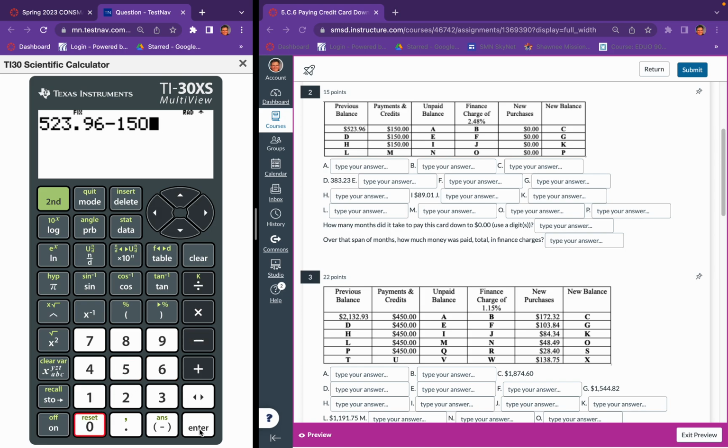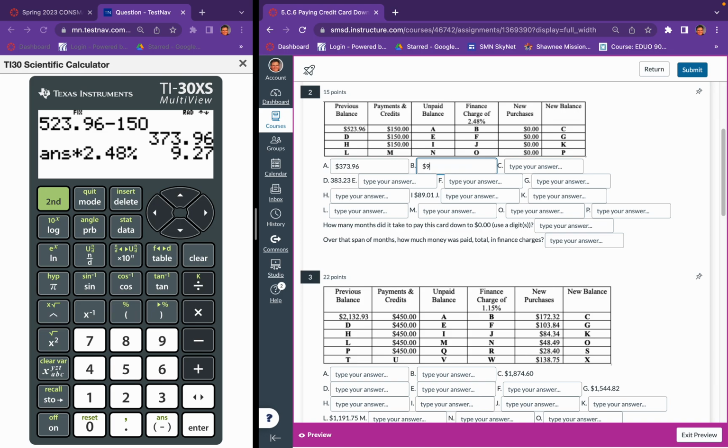We subtract that payment of $150. We now have an unpaid balance in the amount of $373.96. Because there is a balance, we have to multiply that balance by this finance charge. So we're going to multiply by 2.48% and find out we have a finance charge of $9.27. So they're charging us $9.27 for not paying them back.